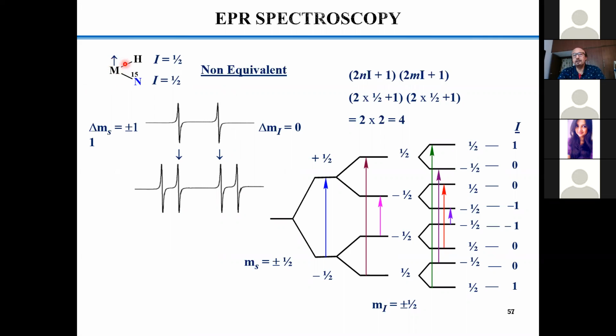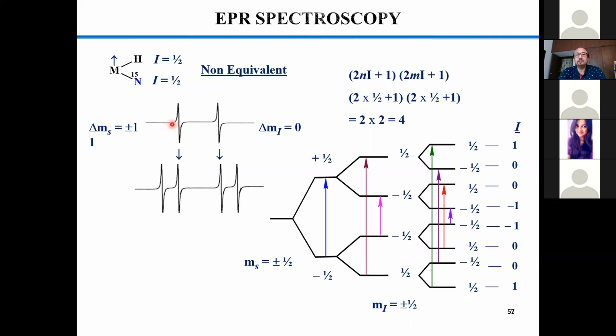The same atom, without any effective I value, is connected to 2 atoms. Both have the same I, but they are different. One is proton, which you have considered. In the other case, you have considered nitrogen 15. Nitrogen 15 means I equal to half, which I already talked about earlier. But unlike in the previous situation, you cannot consider them equivalent. So you have to consider each individually.